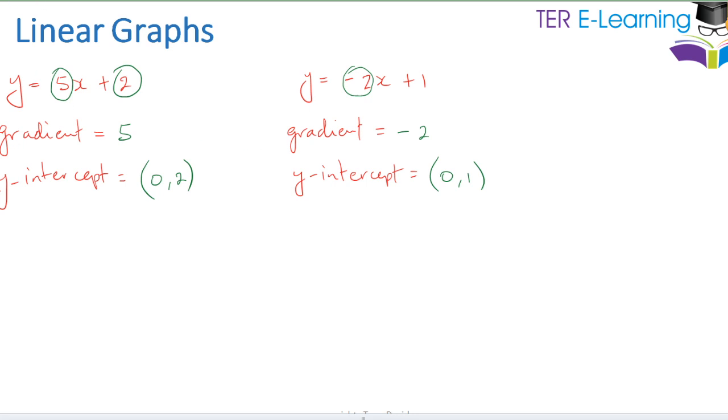So let's make things a little more interesting. Let's say we have something like this: y equals 2 plus 4x. I want to know what is my gradient and what is my y-intercept.